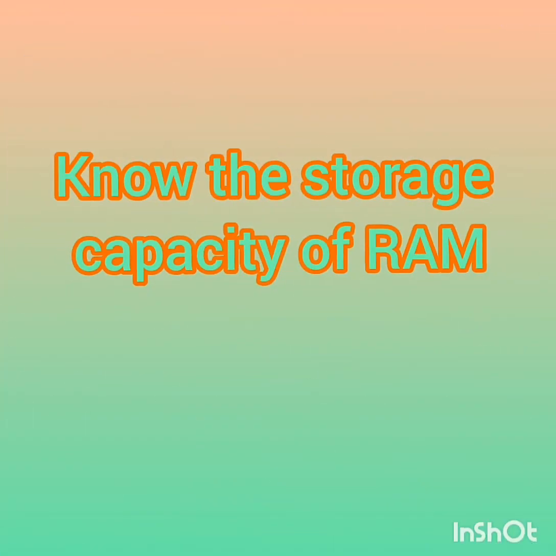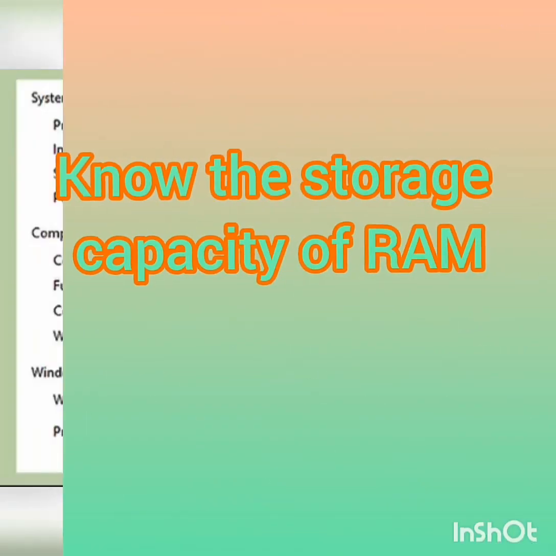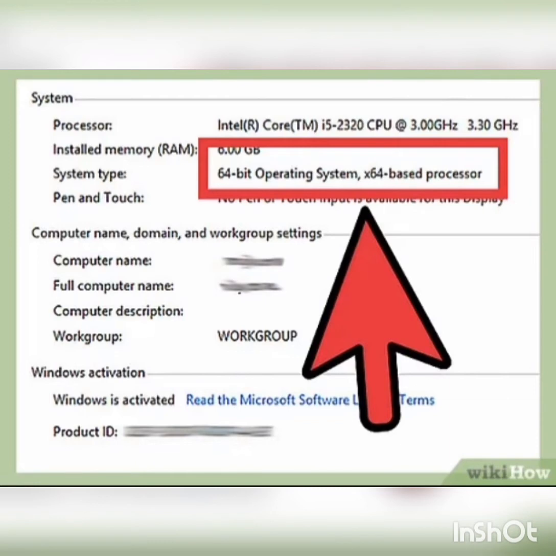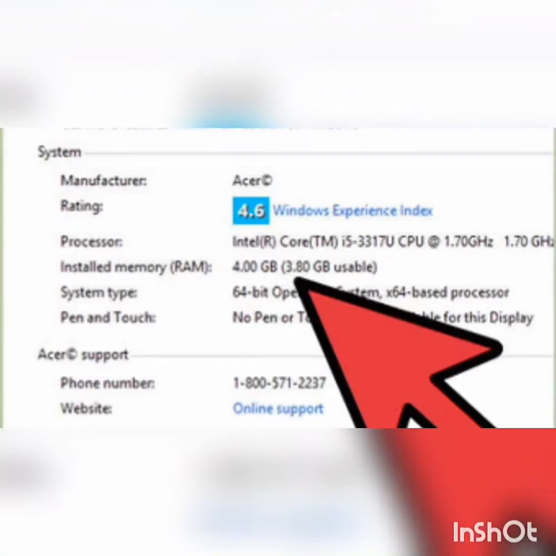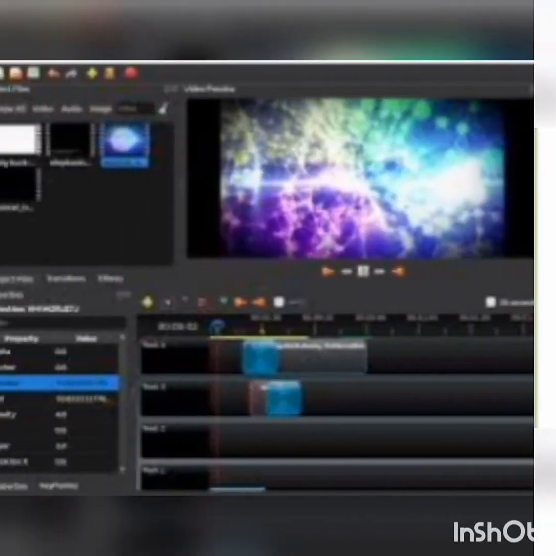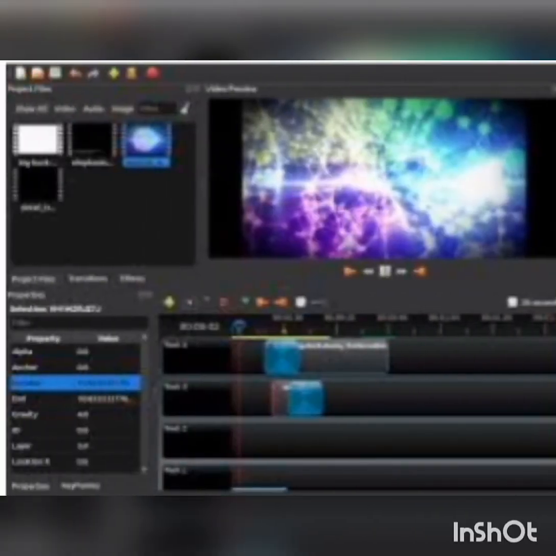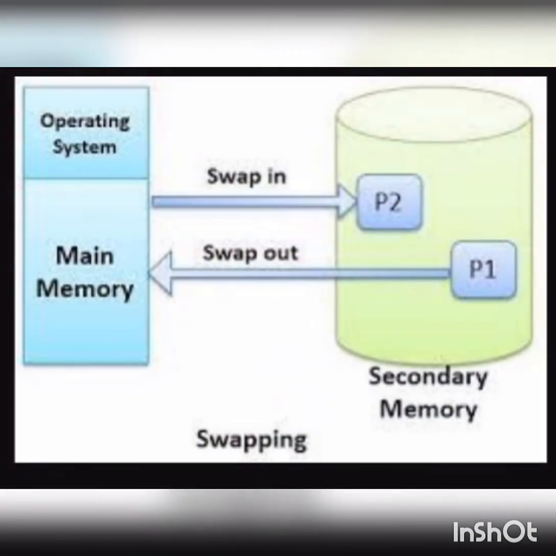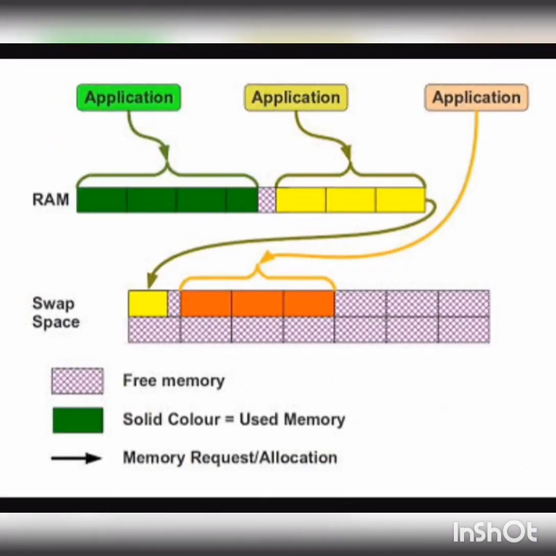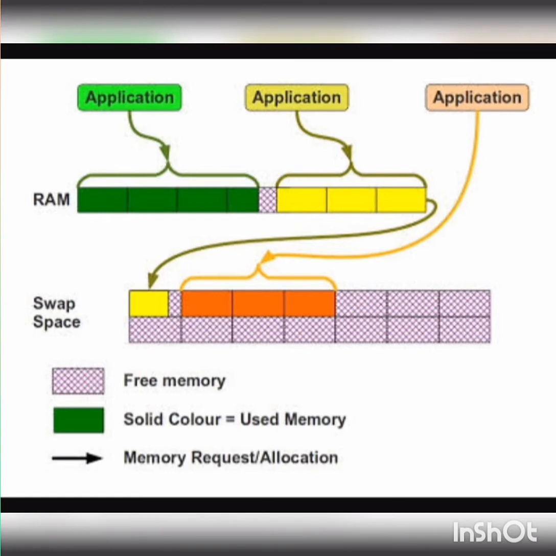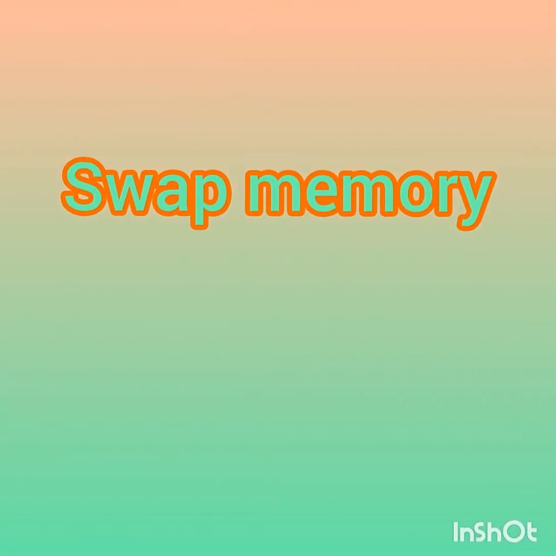Know the storage capacity of RAM. Find the storage capacity of the RAM in your computer by using the sysinfo application. In some tasks like video editing, more memory than the capacity of the RAM may be used for its functioning. A part of the hard disk is kept apart for these purposes. This is called swap memory.